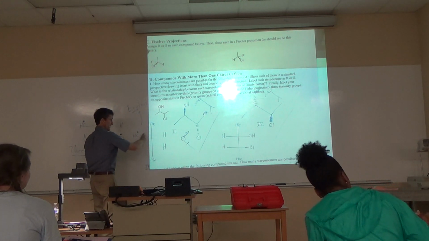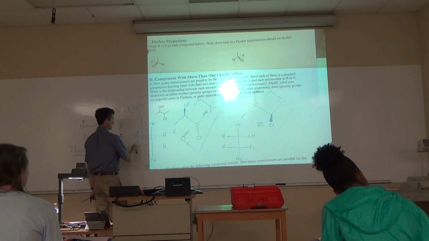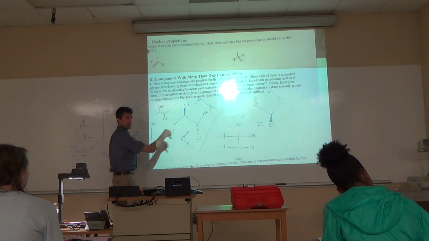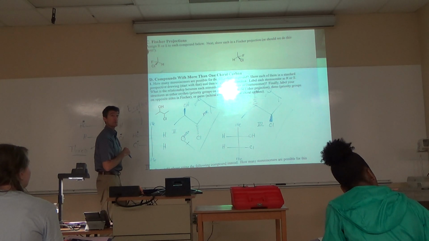We kind of cheated because we had this one. This is erythro because the high priority groups are on the same side. The enantiomer is also erythro. The mirror image of an erythro is erythro.